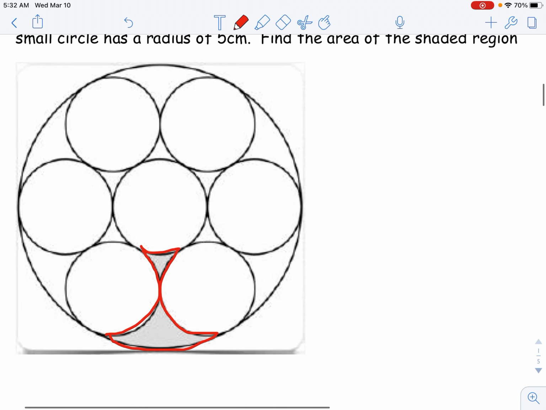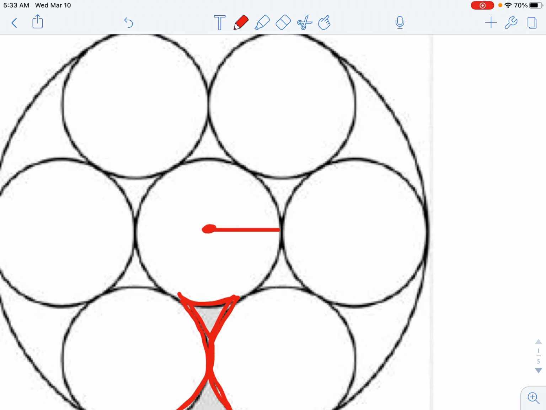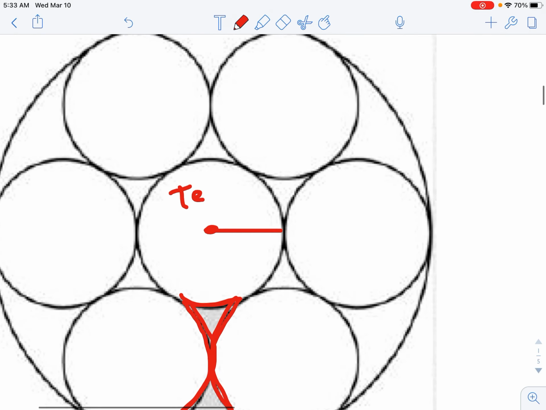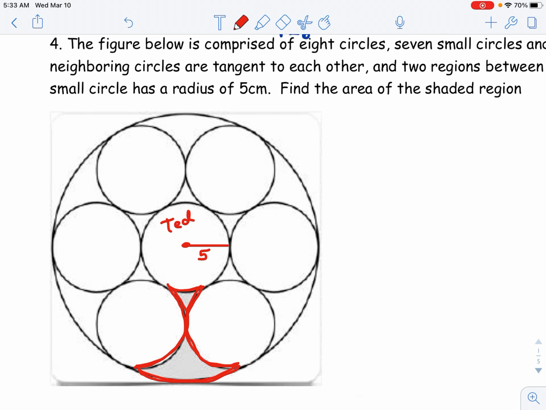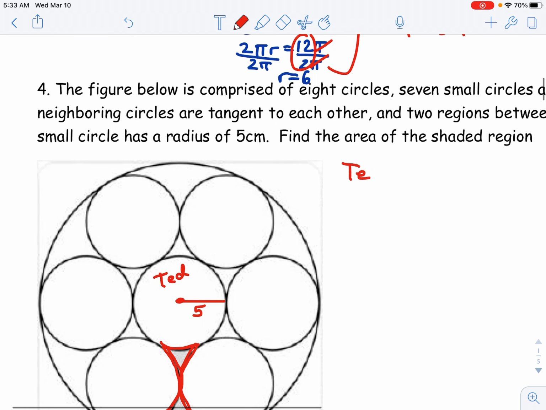So what is this shape? This shape's not even named. All right, this red outline shape. What do we call this? We don't know. When we have challenge problems, just break it up into things we know. All right, I'm going to name this circle Ted. Let's just find the area of this circle that I named Ted. It has a radius of 5. So Ted has an area of pi r squared, pi 5 squared, 25 pi. All right, area is 25 pi.